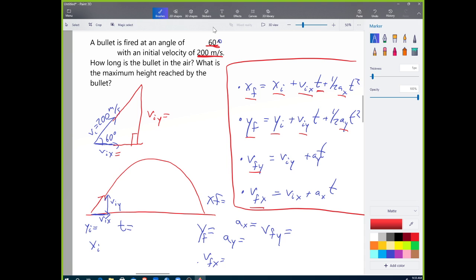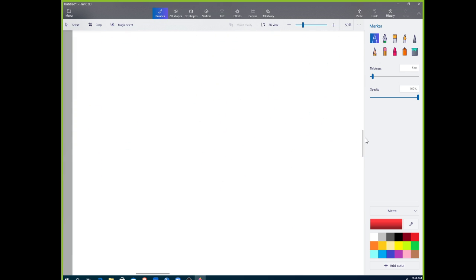Okay. Alright. Have you ever in your life had to solve for unknowns that looked like this?